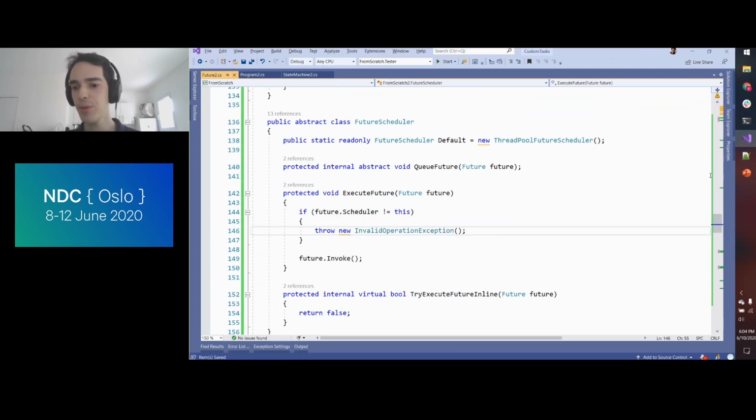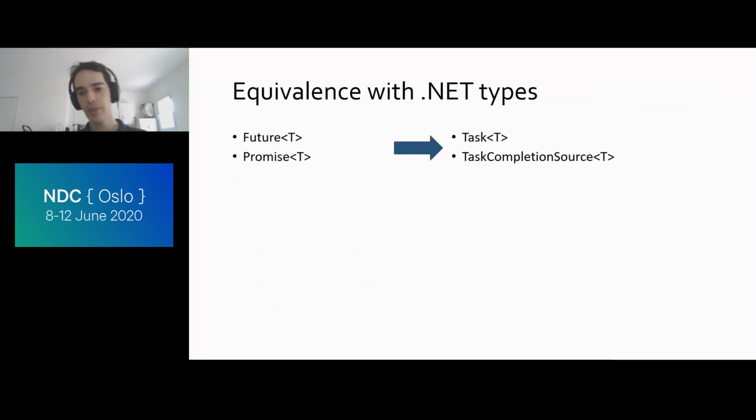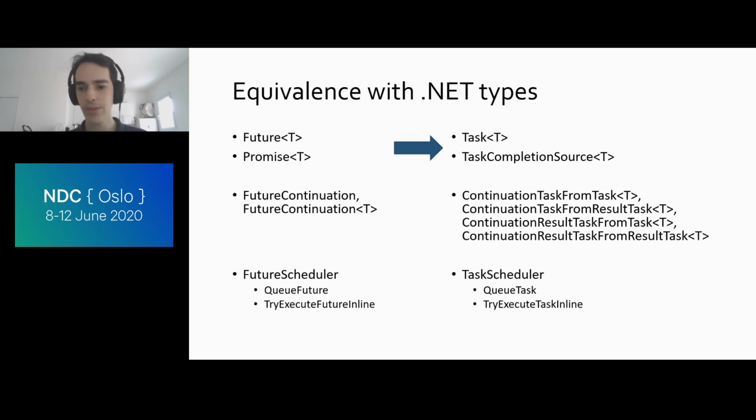Okay, so at this point, we have everything we need from the task. Just to summarize, the types that we have re-implemented are Future for Task, Promise for TaskCompletionSource, FutureContinuation for the continuation task from Task, and as I explained, there are 4 different types of continuation in the .NET Framework, and FutureScheduler for TaskScheduler. So now, if you need to implement your own scheduler for your .NET Framework application, you should be able to understand what you are expected to do inside of QueueTask and TryExecuteTaskInline, because they work the same way as what I described.